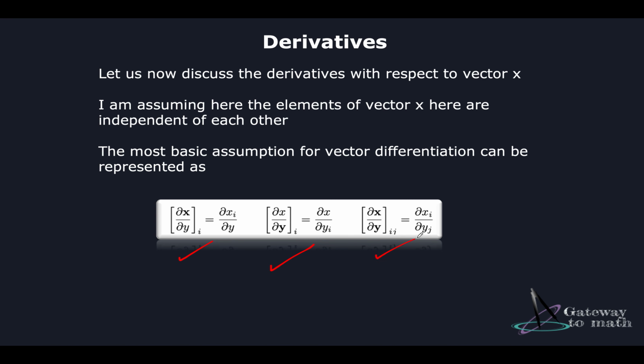Case third: del of bold x upon del of bold y in square brackets subscript ij, which equals del of bold x in square brackets subscript i upon del of bold y in square brackets subscript j. We will be discussing all the three cases in detail in the next few slides.